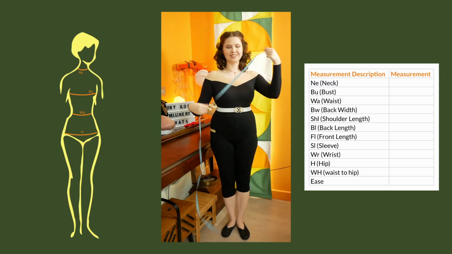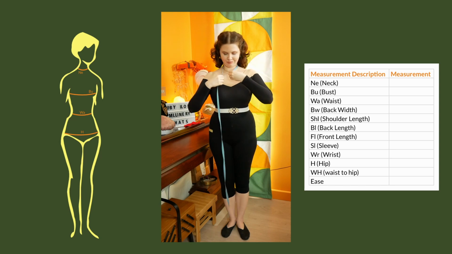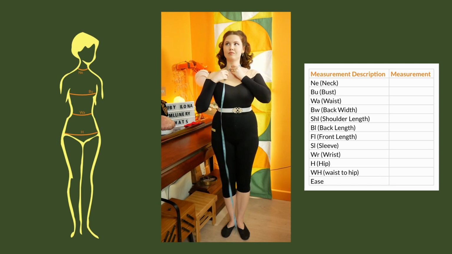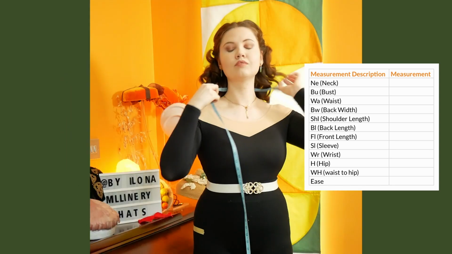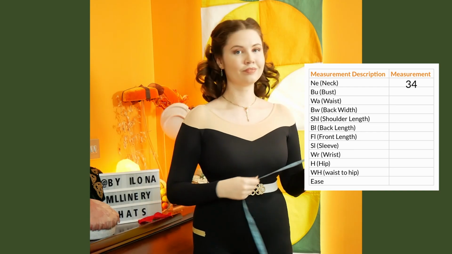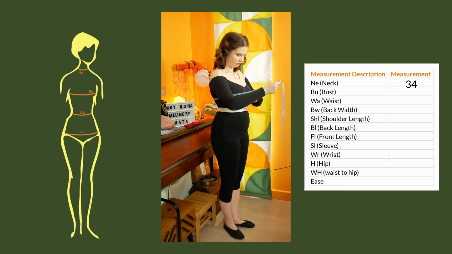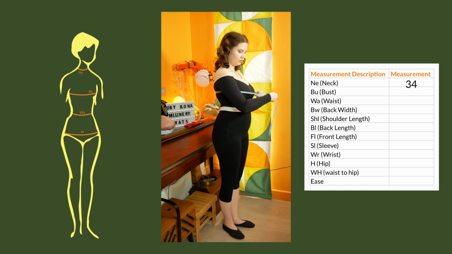We are going to take all these measurements in centimetres, starting with the neck. Follow the base of the neck, which should be where your necklace sits. Bust. Wrap the tape measure around the fullest part of your bust. Make sure it is parallel to the ground, breathe in, breathe out, and drop your shoulders to get a more accurate reading.